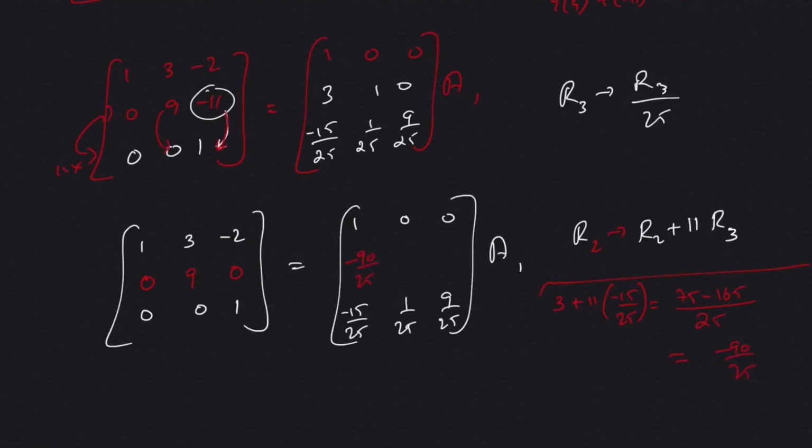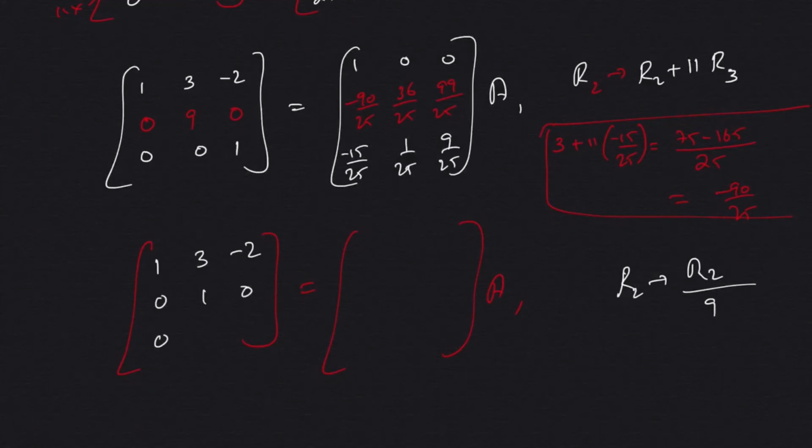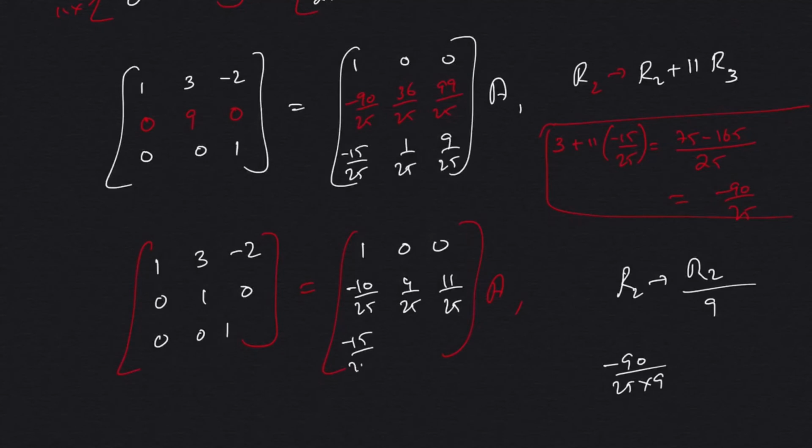Similarly, I'll just do the calculations quickly. Here you will get 36 by 25. I don't want to make this video too long, so 11 by 25. So proceeding further with the other steps, that of course will give us. Now next what I'll do is, see, once you have that R2, one more row I'll be getting, because if I just divide R2 by 9, 0 1 0, 0 0 1, 1 0 0. R2 if I divide by 9, for example, minus 90 by 25 divided by 9, so that's going to be minus 10 by 25, 4 by 25, 11 by 25, minus 15 by 25, 1 by 25, 9 by 25.